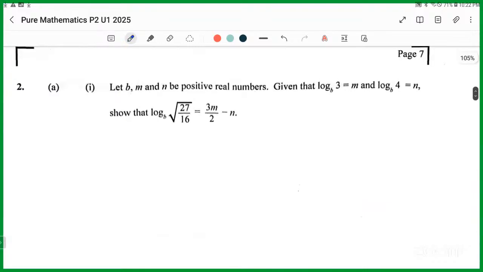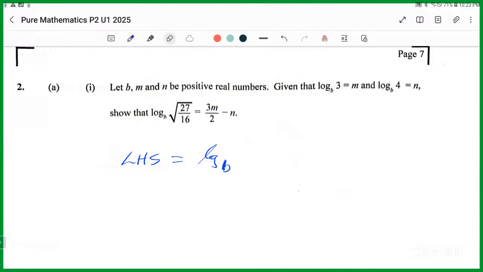Question 2. So it says b, m, and n are positive real numbers. Given that log of 3 to base b is m, log of 4 to base b is n, show that this thing is equal to that. All right, well, I will have to take this left side and break it down. So the left hand side, when I break it up: this square root means half, to the log to base b of, and you can square root each of them, becoming the square root of 27 over the square root of 16.